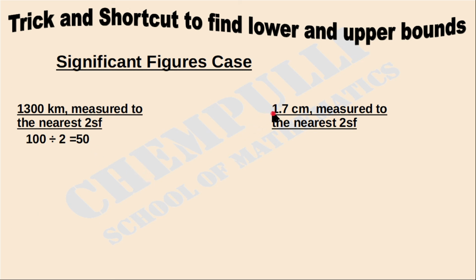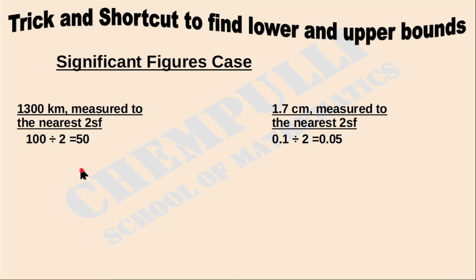Then you can check this value, 1.7. This value is rounded to the nearest 1 dp. From here we will get the idea: this value is rounded to the nearest 1 dp. In that case, which number do we use? In the 1 dp case, use the number 0.1. Then find the half of 0.1, that is 0.1 divided by 2. You will get the answer 0.05.